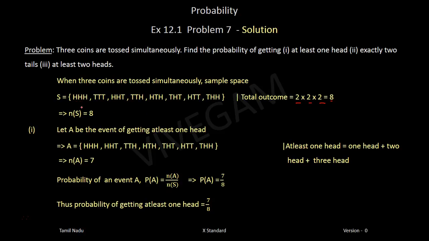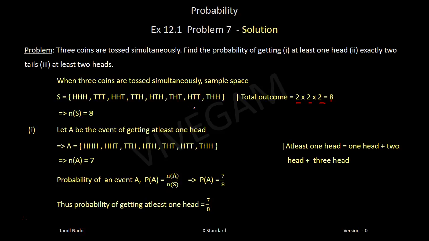This is 3 head, so it can come into this. This is 3 tail, it will not come here. This is 2 head, at least 1 head, so it will come here. This is at least 1 head, it will come here. This will come because it's got 2 heads, so this will come down. And this also will come down because it's got 1 head.